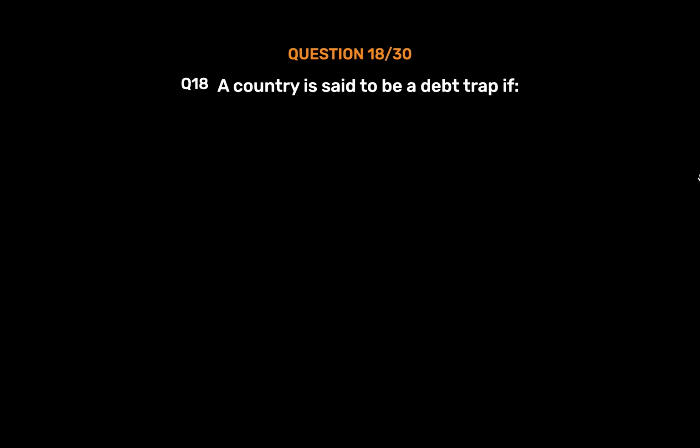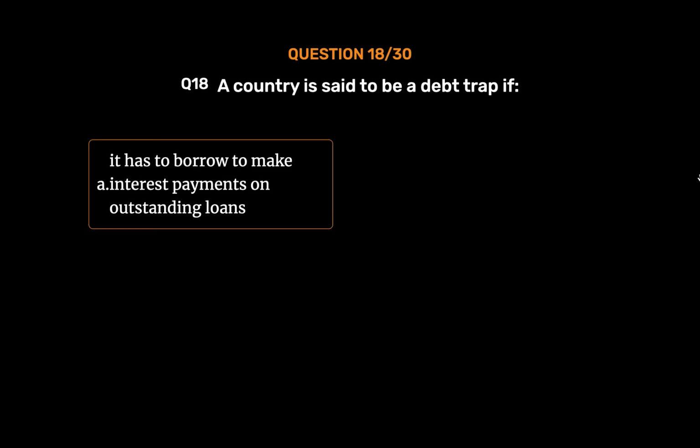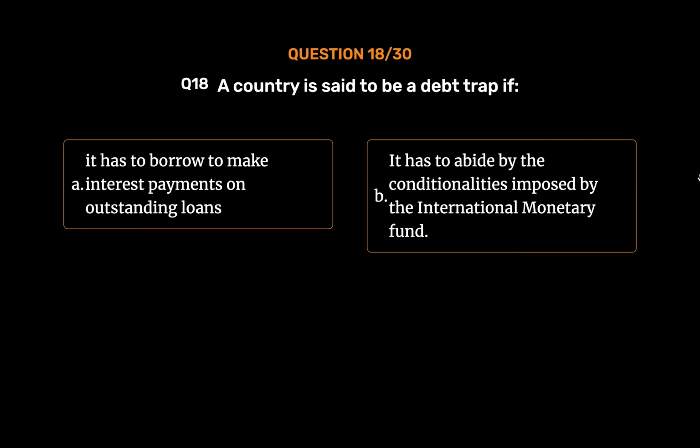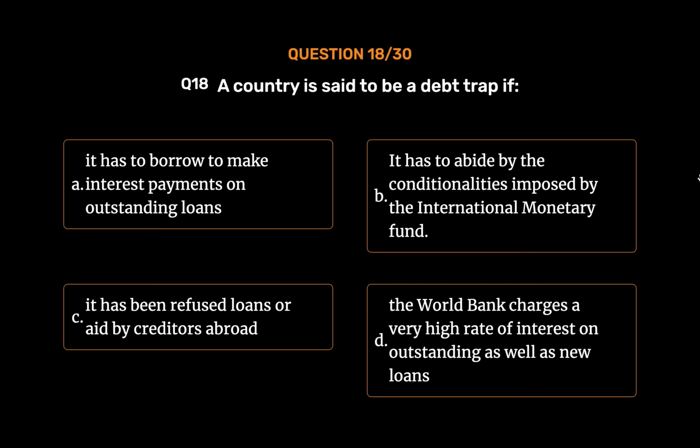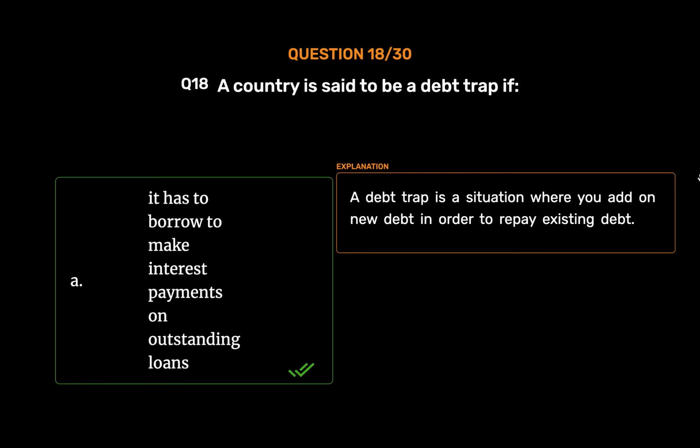Question number 18. A country is said to be in a debt trap if: Option A. It has to borrow to make interest payments on outstanding loans. Option B. It has to abide by the conditionalities imposed by the International Monetary Fund. Option C. It has been refused loans or aid by creditors abroad. Option D. The World Bank charges a very high rate of interest on outstanding as well as new loans. The correct answer is Option A. It has to borrow to make interest payments on outstanding loans. A debt trap is a situation where you add on new debt in order to repay existing debt.